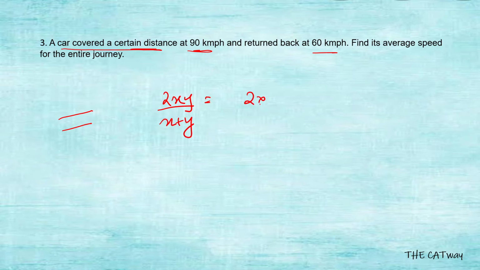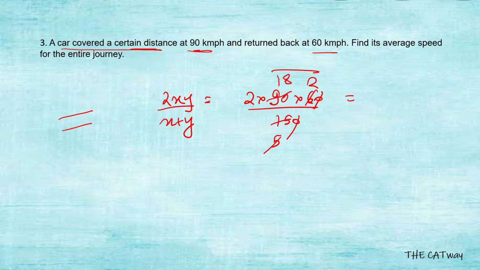So what will be the case? 2 into 90 into 60 divided by 150. Let's calculate it. So this will go 2 times, this will go 5 times. This is 90. Okay. This one will go 18 times. 18 into 2, 36. 36 into 2, 72 is what will be the average speed, 72 kmph. Again, a very easy question. Now let us move towards the next question.